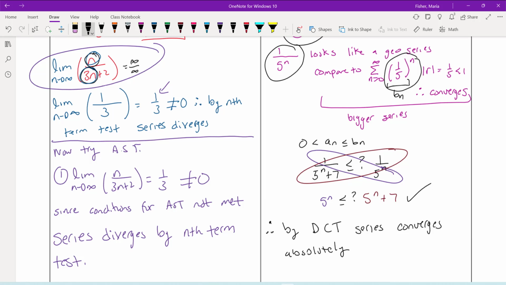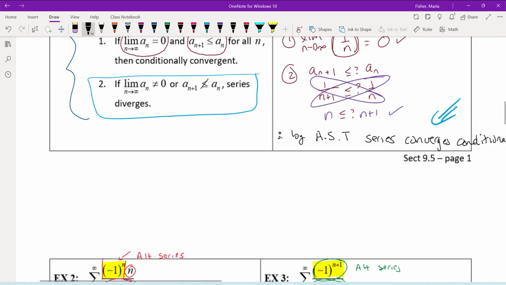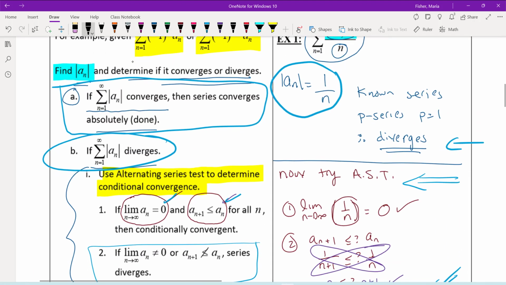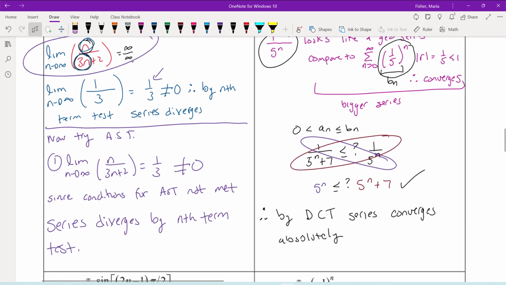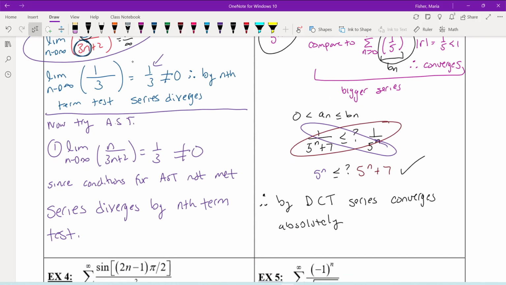And since our series converged absolutely, we're done. We do not try the alternating series test. If we go back to those directions that I had at first, remember it says first find the absolute value of a sub n and determine if that converges or diverges. If the absolute value of a sub n converges, your series converges absolutely and you're all done. Since with example 3, our series converged when we took its absolute value, it converges absolutely.